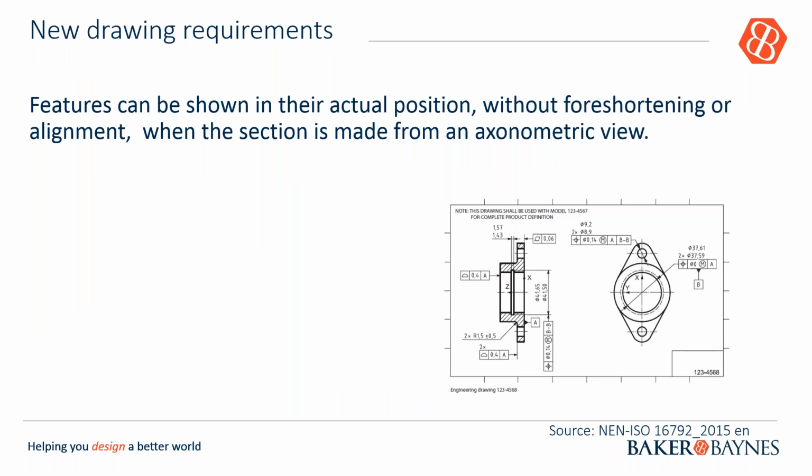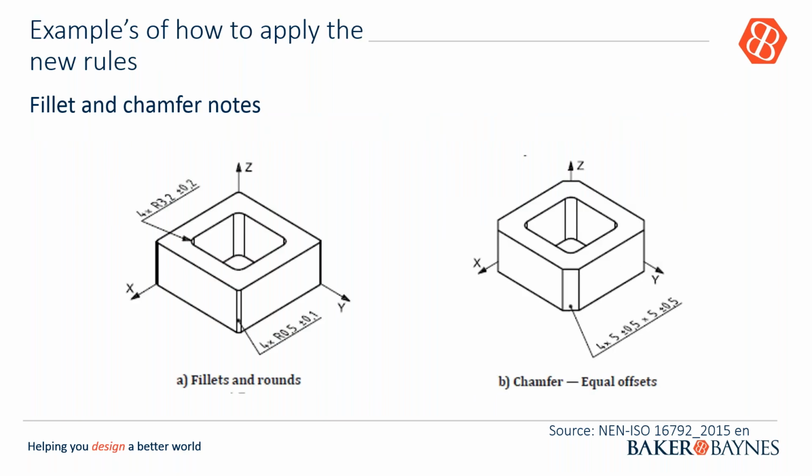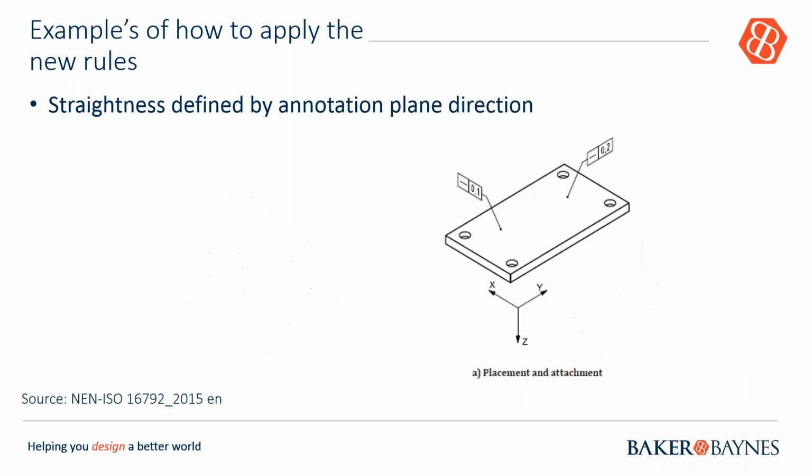So the requirements that we look at in the drawing requirements: features can be shown in the actual position with foreshortening or alignment, right? When the section is made in the view, okay? And as you can see in the image here, how it projects and how it looks. If you're doing fillets, it comes in, okay, fillet all rounds, and also fillet with equal offsets, that also comes in. So we have the ability to actually bring in all of these notes.